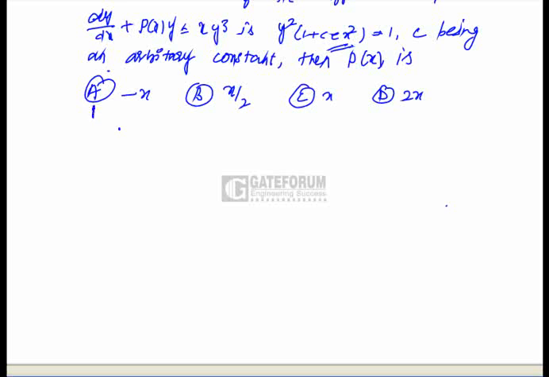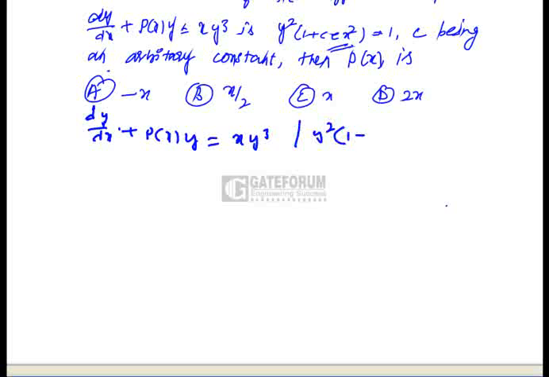The given differential equation is dy by dx plus p of x into y is equal to xy cube. And also its solution is given as y square into 1 plus c into e power x square is equal to 1. Now we have to find the value of p of x. In order to find the value of p of x, first of all, we have to convert the given differential equation into first order differential equation. Now, in order to convert that, we have to divide the given differential equation by y cube.